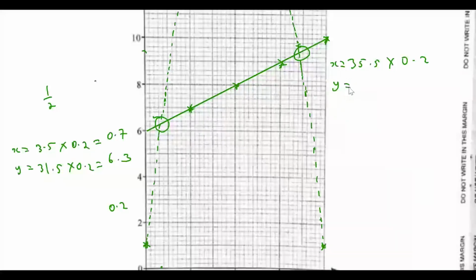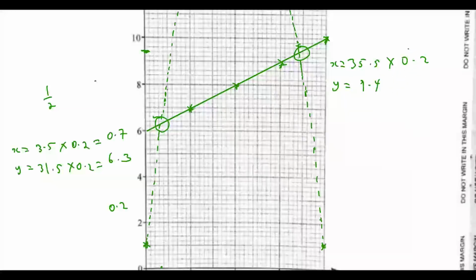Then y, for y it is this particular spot here. That will be 1, 2, 3. This one is already 8, so this is 9, 9.2, 9.4. So y equals 9.4, because this is exactly on this line, so no need to do any calculation.